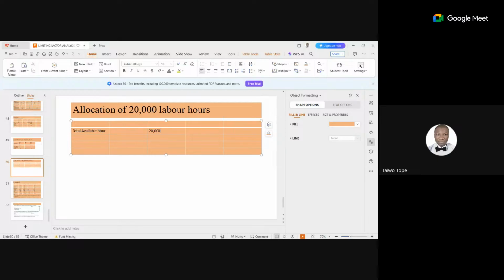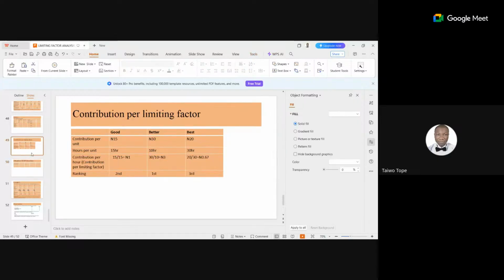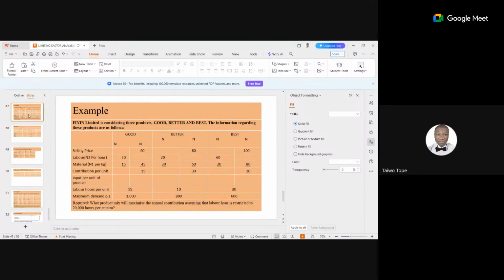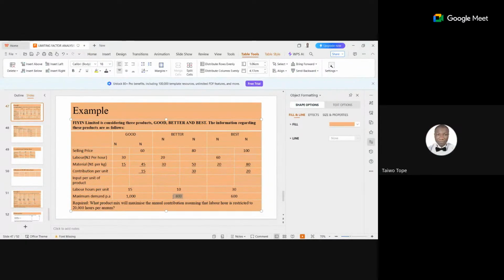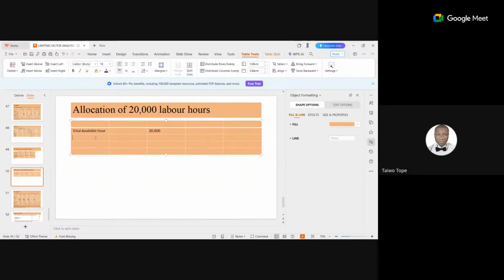20,000 hours. Now, the first ranking product is what? Better. Based on the question, what is the quantity we have to give? 800. How many hours do we need to produce 1 unit? 10 hours. So the total hours required to produce 800 will be what? 8,000. So now, let's first rank products.